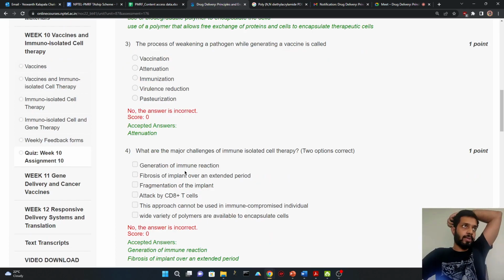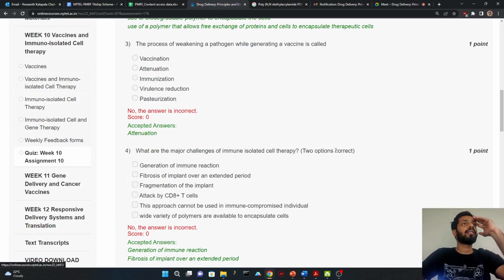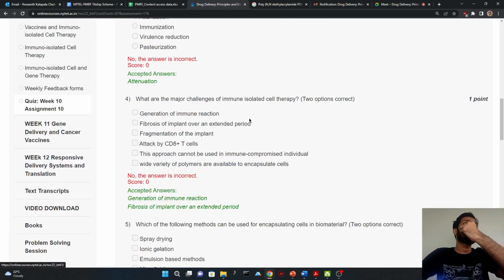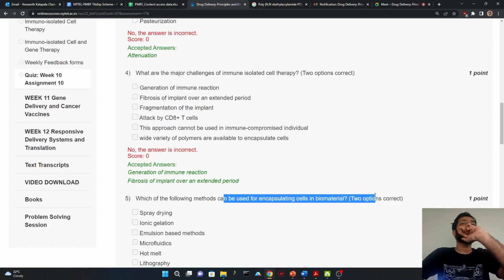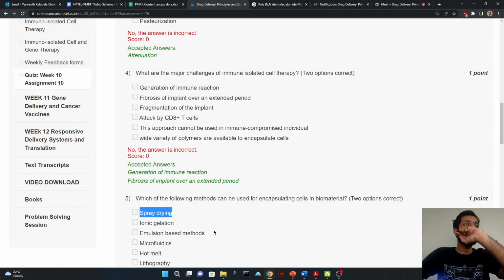Okay, so generation of immune reaction and fibrosis of implant over an extended period of time are major concerns, right? Even if you're not able to generate immune reaction, well and good, but your non-biodegradable polymer is sitting there, which means it can attract a lot of proteins and cellular debris, right? So fibrosis is a major concern. Okay. Which of the following methods can be used for encapsulating cells in biomaterial? Spray drying, ionic gelation, emulsion-based methods, microfluidics, hot melt, lithography.